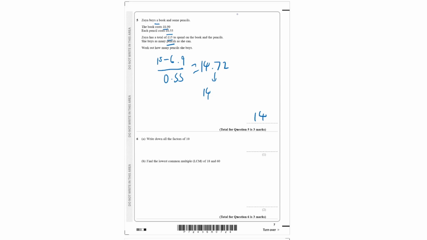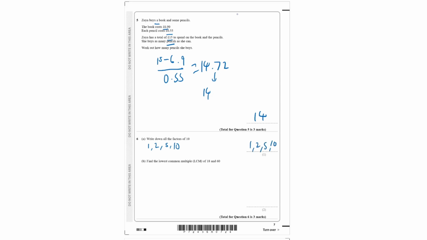Write down all the factors of 10. So 10 is divisible by 1, 2, it's not divisible by 3, it's not divisible by 4, it's divisible by 5, 6, no, 7, no, 8, no, 9, no, and 10. So we simply write here 1, 2, 5, and 10.